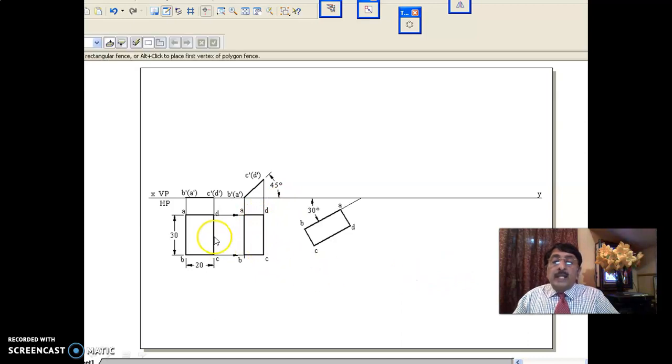Now they say the edge on HP is inclined at 30 degrees to VP. In that way, what you do, the edge on HP is AB. Incline it at 30 degrees to VP. That is, move, copy, paste and rotate in such a way that AB is inclined at 30 degrees to VP and get the corresponding front view.